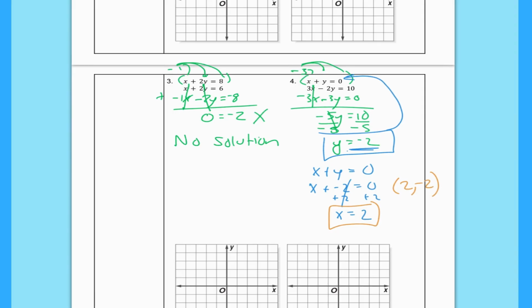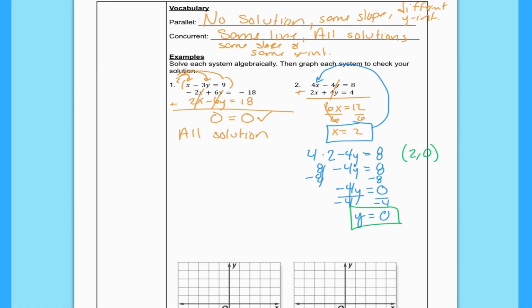Again, you could choose to graph, you could choose to use substitution, whatever method you're using. If the lines are parallel, or like this where we get an untrue statement, there's no solution. If the lines happen to be the exact same, or we get a solution like this where we do have a true statement, then that's all solutions. Every other case is going to end up with some kind of answer. And if you are going to end up with a variable left, you're going to have a single solution.